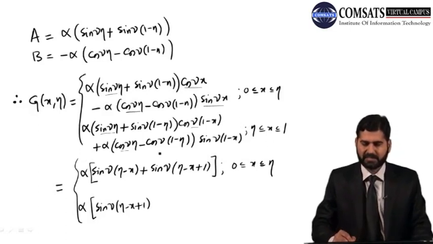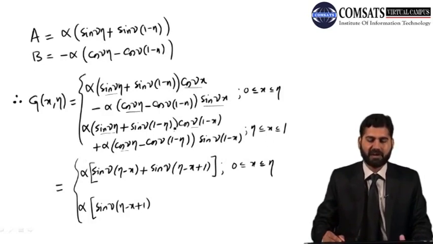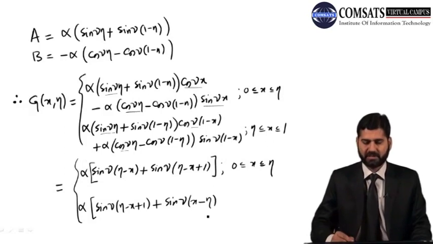And here now the next one is sine alpha cos beta minus cos alpha sine beta. So that is sine of alpha minus beta. So sine of alpha minus beta will be 1 minus eta minus 1 plus x. So it will become x minus eta. 1 and 1 will be cancelled. So you get plus sine nu x minus eta. This is what you are getting, right?